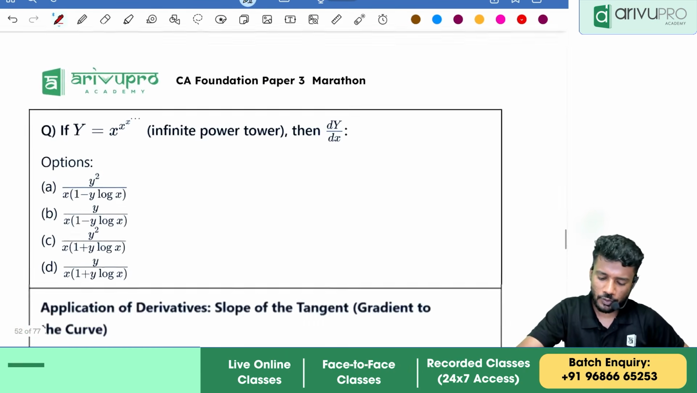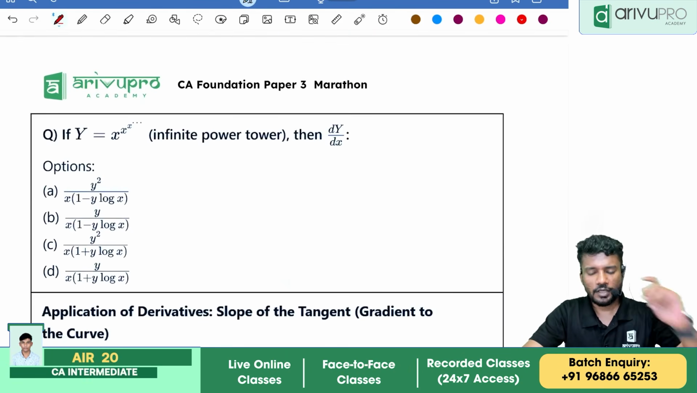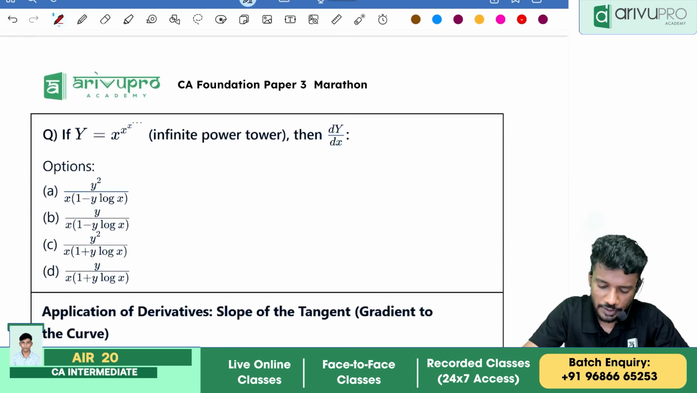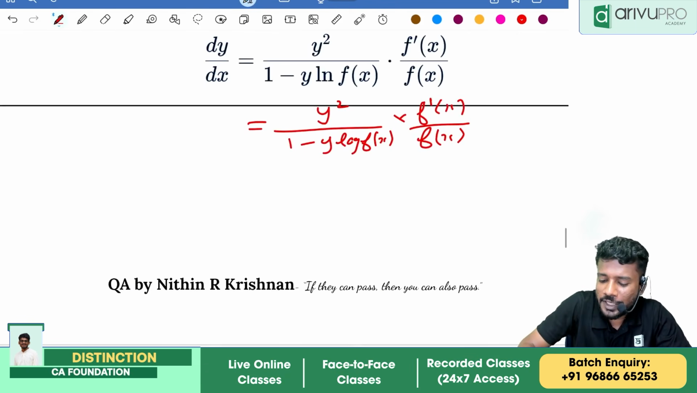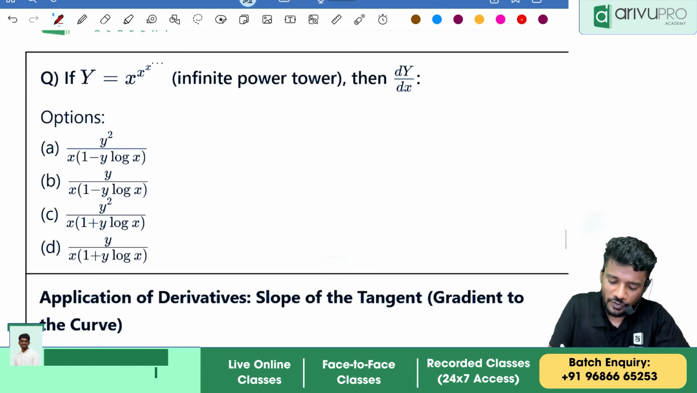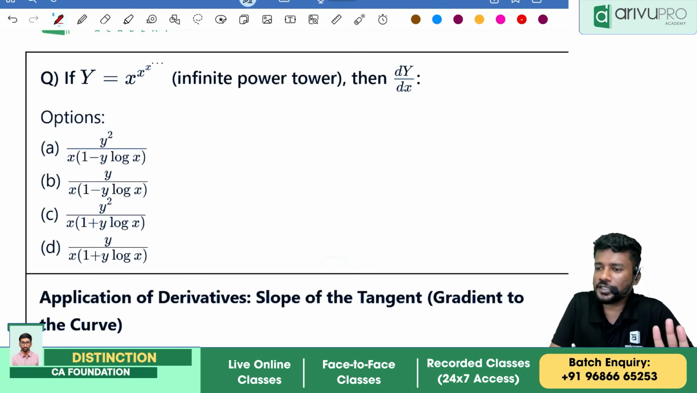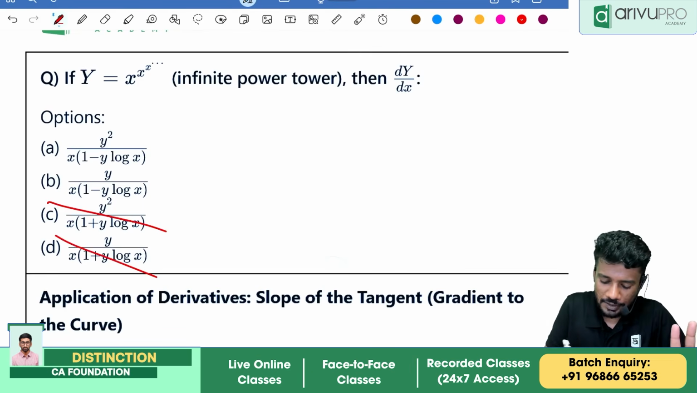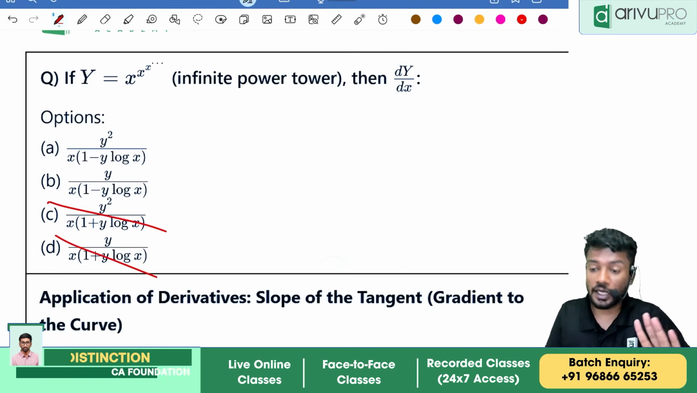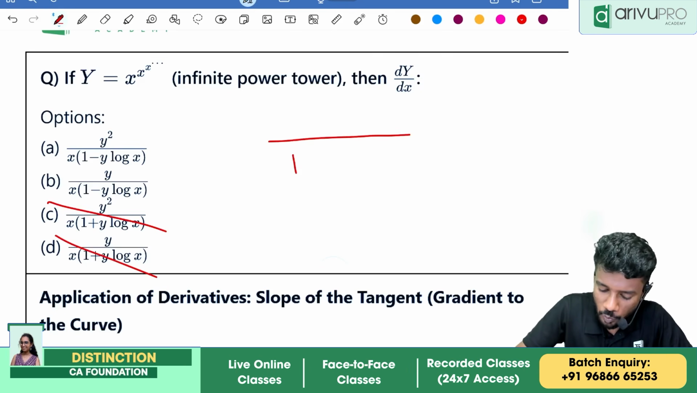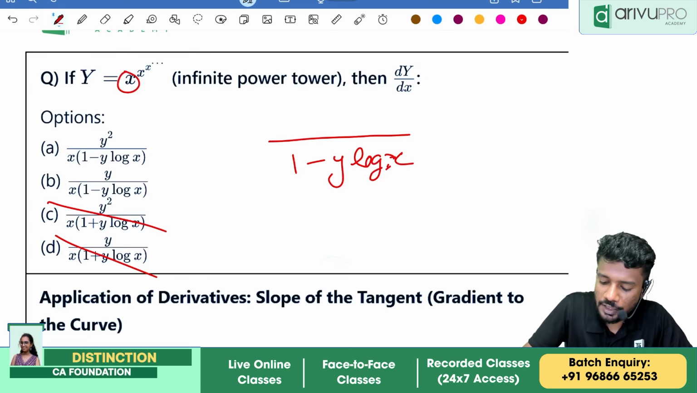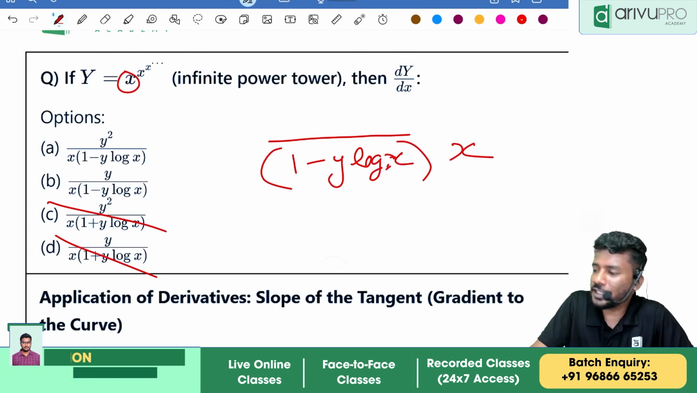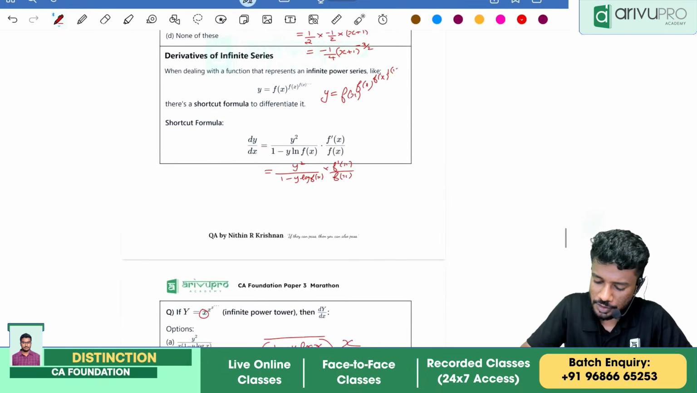Yeah. So one question is here. Try to get me the answer. If y is equal to x raised to x raised to x raised to x raised to x, etc. Now, what is the denominator we know? The denominator is always 1 minus y log f of x. Now, looking at that, we can come to the conclusion that two options are wrong. Which options are wrong? B and D, C and D are wrong. So we are writing 1 minus y log f of x. The f of x value is how much here? x. Then into, we know that f of x is there in the denominator also. Yeah, you remember? Into f of x.